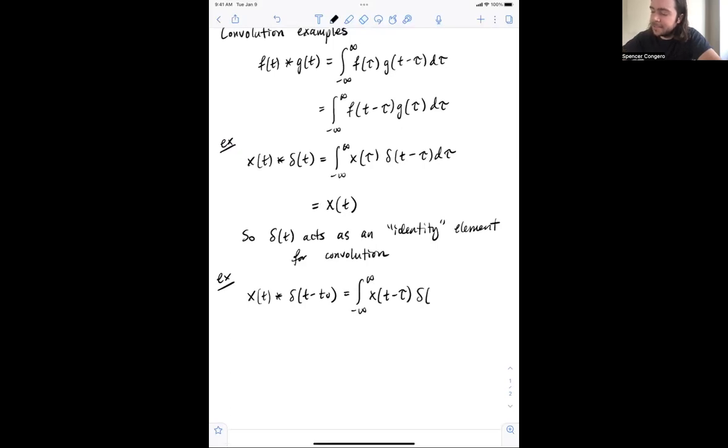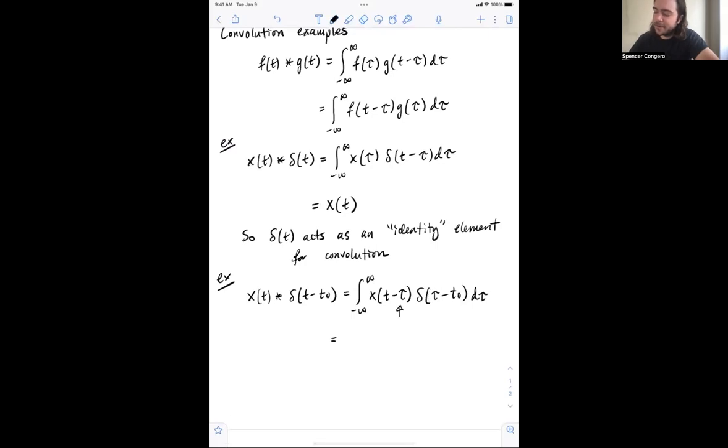And I'm left with delta. So I'm kind of using this formulation. Delta, where I just plug in tau for t. Delta of tau minus T naught, d tau. And again, this delta function, where is it located? What value of tau makes the argument 0? Well, T naught, right? If I plug in T naught for tau, this argument is 0, so that's where the delta function's located.